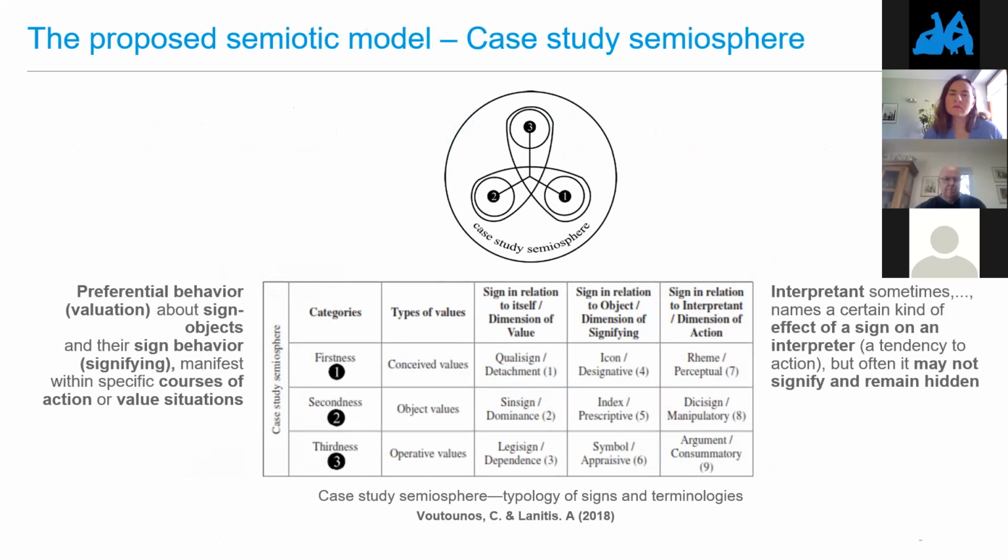But yet, preferential behavior about sign objects and their sign behavior, their ability to signify, manifest within specific courses of action and value situations we have seen in our cultural semiotic aesthetic approach conceptualized within the sign value manifestations of the developed semiotic model. Simultaneously, the interpreter that received the interest from Dewey to proceed in his polemic and speak about the reversal of Peirce's theory for his own merit, for the evolution of his pragmatism, we could say in adherence to Morris that it names and signifies a certain kind of effect of a sign on an interpreter, a tendency to action, but often it may not signify and remain hidden.